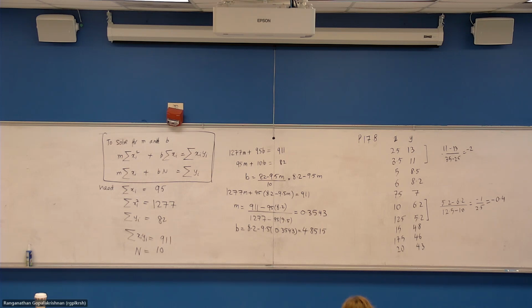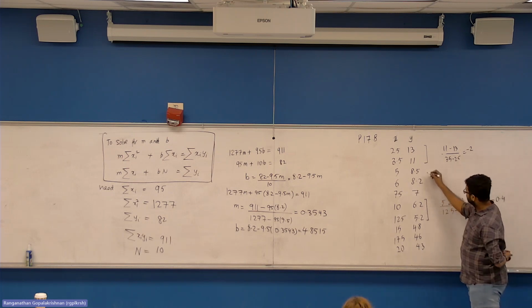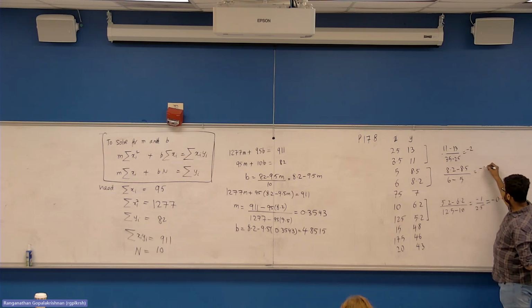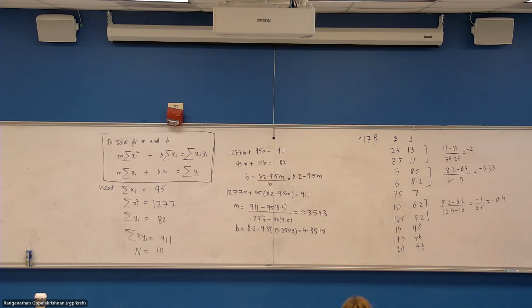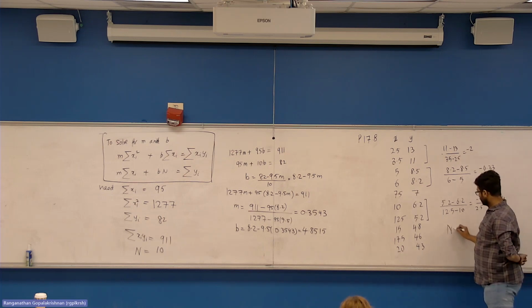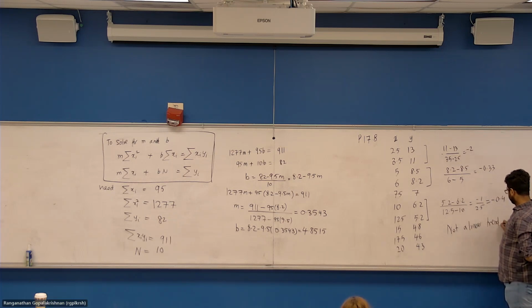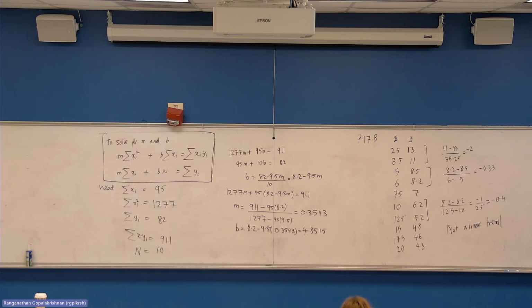Yikes. Slope is not constant. So no longer a linear data. Okay. You can check one more point. Maybe you can take these two. 8.2 minus 8.5 divided by 6 minus 5, which is minus 1/3 or minus 0.33. Not a linear trend. Everybody is on board with that?